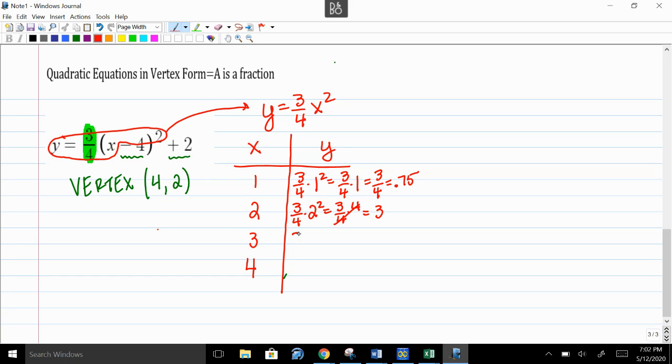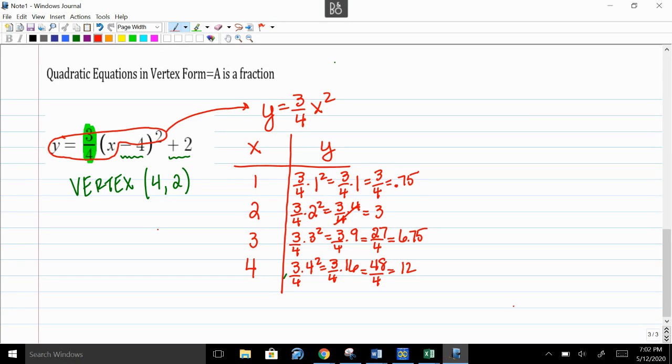For 3, 3/4 times 3 squared, which would be 3/4 times 9, which would be 27/4, because 3 times 9 would give me 27. And that's actually going to work out to be 6.75. And then for the 4, I have 3/4 times 4 squared, which would be 3/4 times 16. 3 times 16, that's 48/4. This one works out nice and neat for me. 48 divided by 4 is 12.